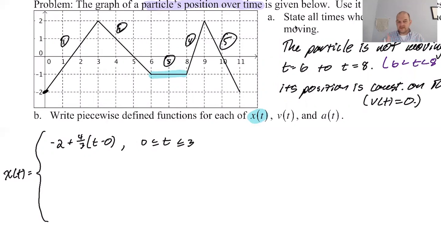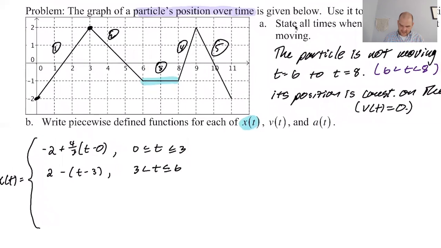So if I plug 3 in there, I get +2. So I'm allowed to include 3. So for the next one, I'm going to start at the point 3, 2. So I'm going to use that for my point slope. 3, 2. The slope is down 2 over 2, so -1. So I'm going to say it's 2 minus the quantity t minus 3, and that's valid. We're to use 3 once, so we're not going to use it again. And we'll go to 6.